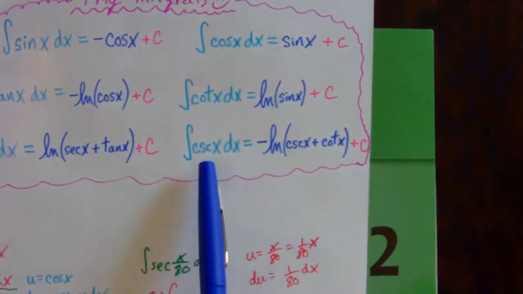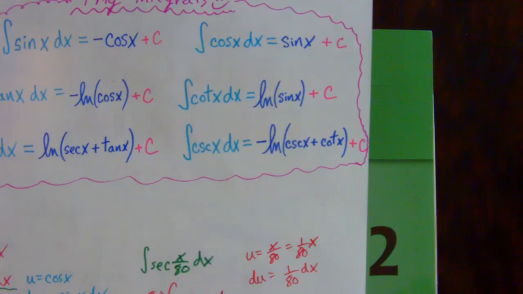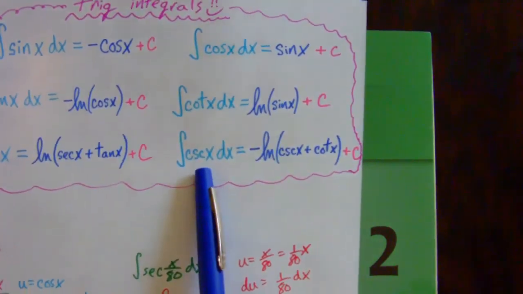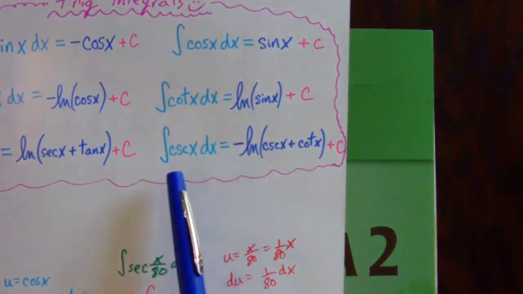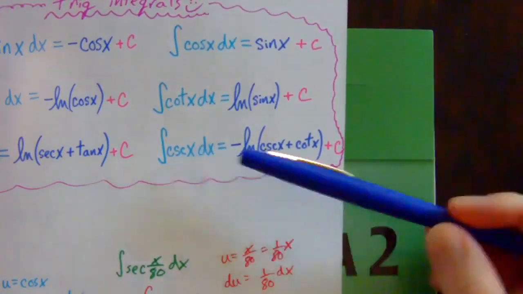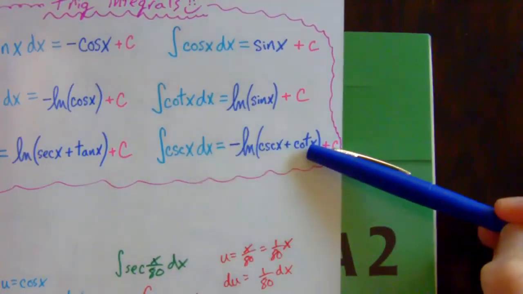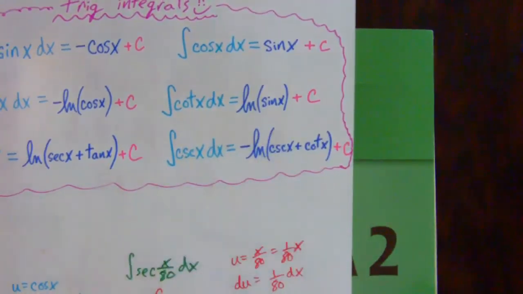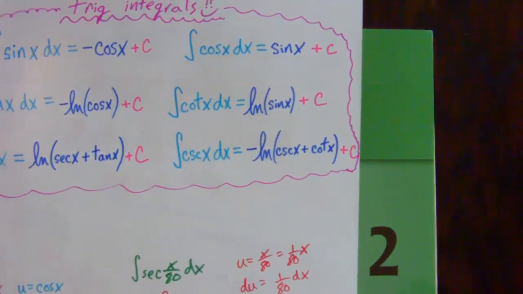Here's what helps me remember this one. I know the derivative of cosecant is a negative cosecant cotangent, right? So when I integrate cosecant, I get my negative. The derivative of cosecant is a negative cosecant cotangent. So when I integrate the cosecant, I get negative cosecant plus cotangent inside the ln. I just got to remember the ln and remember the plus. So that's the format of those right there. So just kind of memorize those.